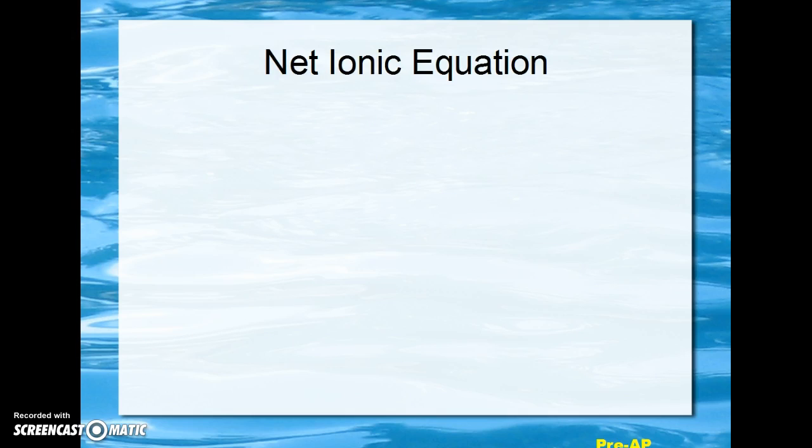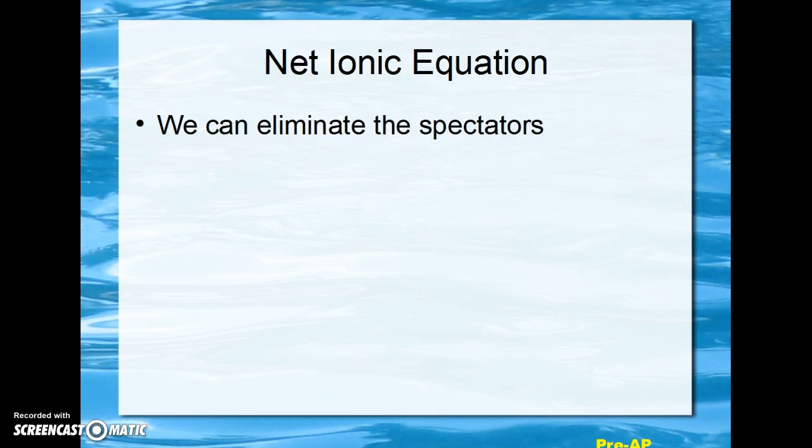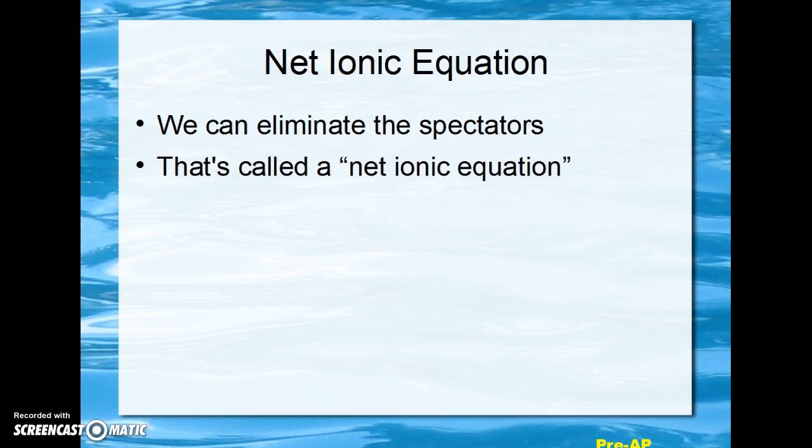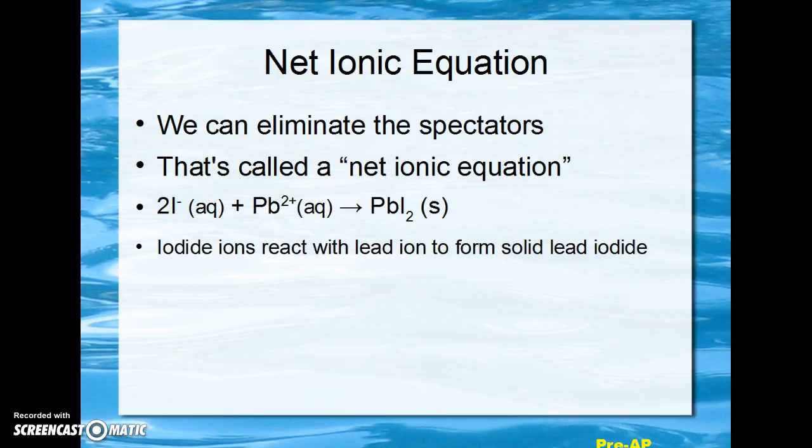That gives us the opportunity to write what we call a net ionic equation, which will be very important as you continue in your studies of chemistry. We simply eliminate the spectators. The only thing we show is the action on the field. We call this a net ionic equation because it only shows the ions that are involved in the reaction. In this case, the net ionic equation shows two iodide ions reacting with a lead ion to form solid lead iodide.